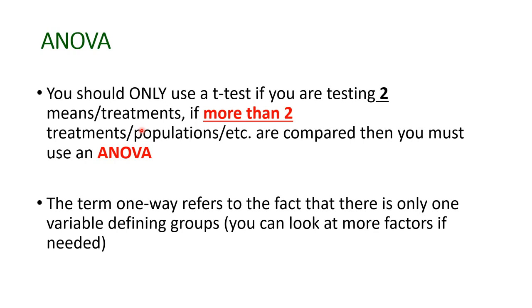Okay? The term one way is referring to the fact that there is only one variable defining the groups. We can do two-way ANOVAs, blocked ANOVAs. There's different ways to do an ANOVA with different numbers and types of variables. We don't get into that in this class. We're simply focusing on one-way ANOVAs. Hopefully, as you move on in your academic career, you will be introduced to more of those.